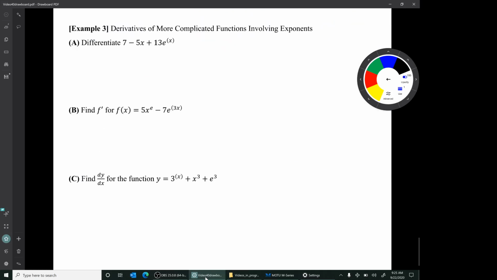Okay, example 3 is derivatives of more complicated functions involving exponents. Question A, differentiate this mess. Well, the first thing we do is the first thing we always do. We look to see if we can use any of our very simple derivative rules. And we can. We can use the sum and constant multiple rule.